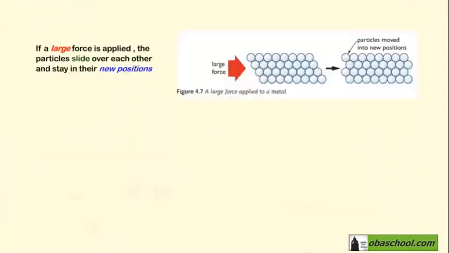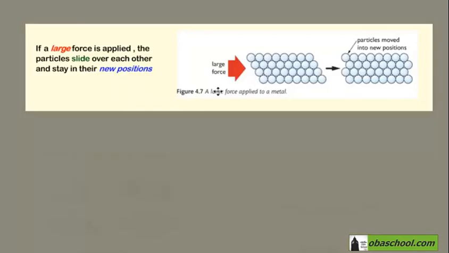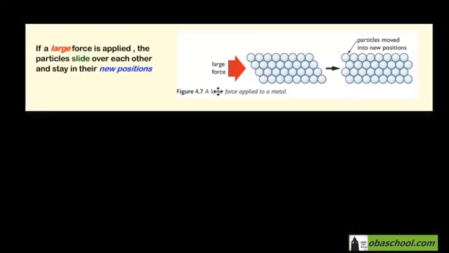Now, what would happen if we applied a large force on metals? Consider this metal structure and the large force applied to it. Notice that the particles move to new positions. So applying a large force to a metal will change the position of the particles. The particles will slide over each other and they will stay in their new positions. See how the structure of the metal changed after applying the large force.